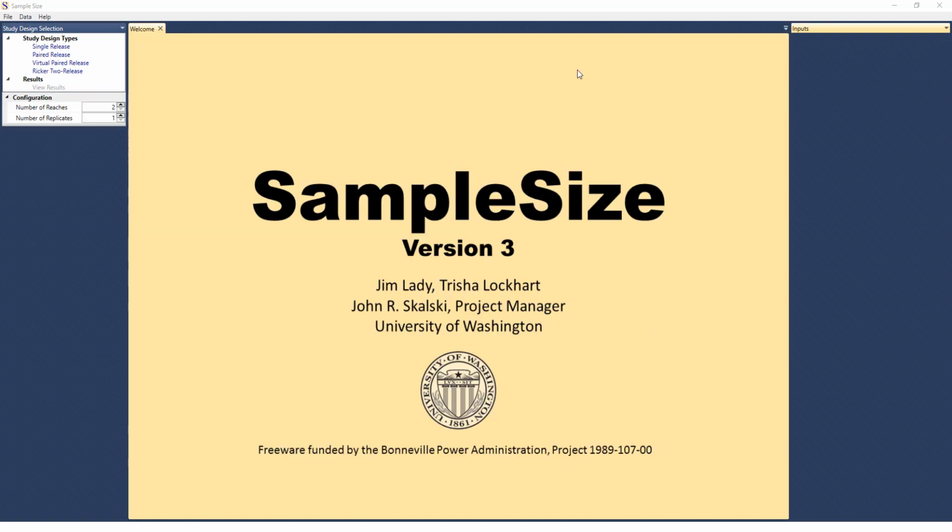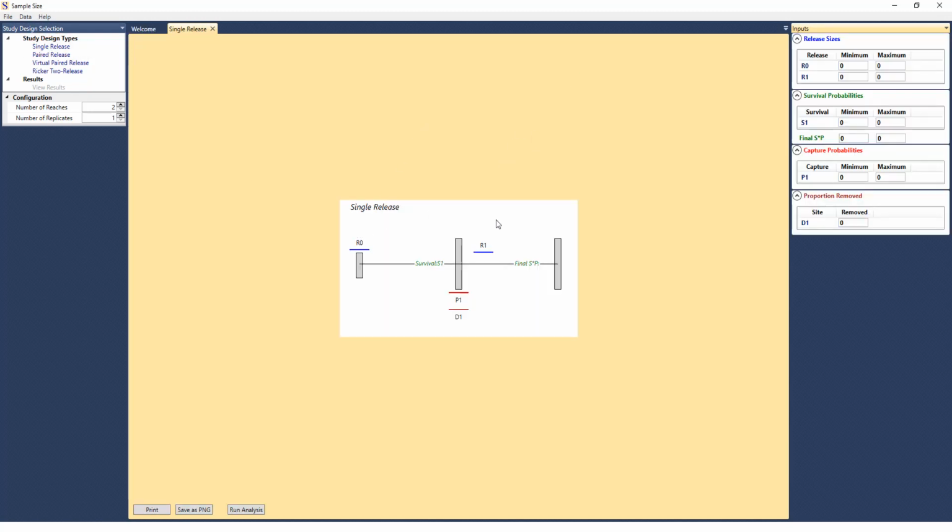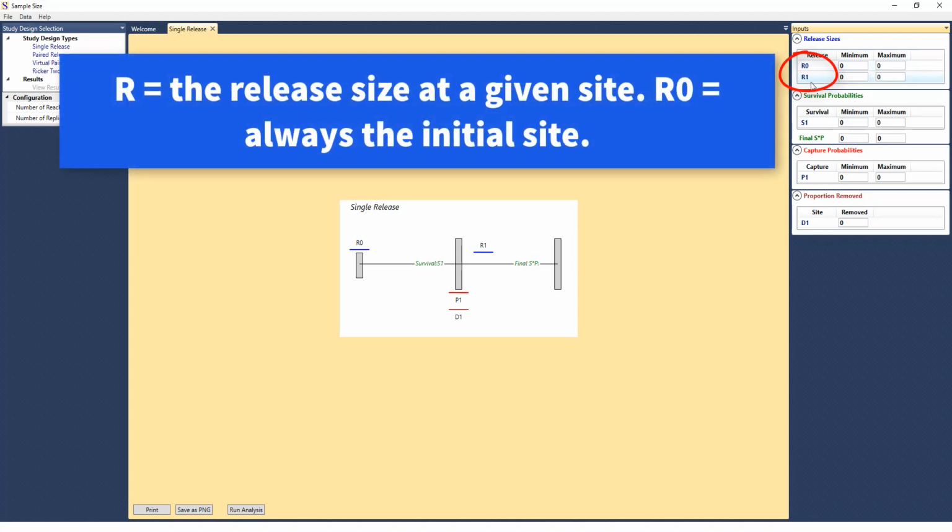Now that we've gone over some of the basic terminology, we should move into how we'll interpret some of the variables that are used in this program. To do that, the easiest way would be to call up a single release and look at the variables that we have as inputs here. You can see R0 and R1 here. R is the release size at a given site. R0 is always the initial site.